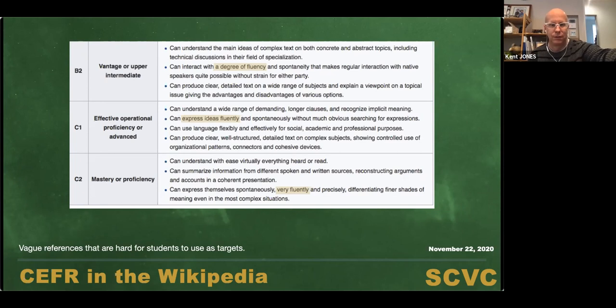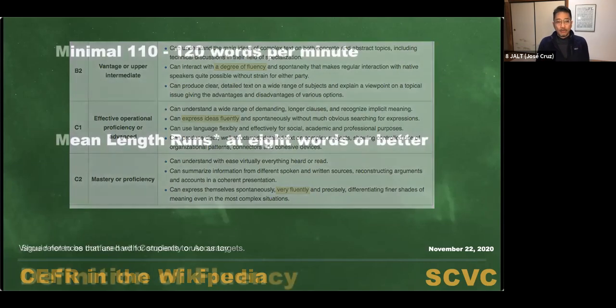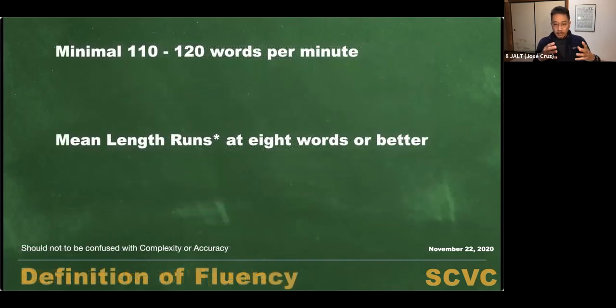Because that's what we tell sports players. You know you're a fast runner: if you can run the 100 meters in 11 seconds or better, you're world class. If you can run it in 13 seconds or better, you're a pretty fast runner. There's no such thing for speaking. You can see that there's a degree of fluency. You can express ideas fluently, or you're very fluent. But what I propose is that we tell students something very simple that they can take away easily.